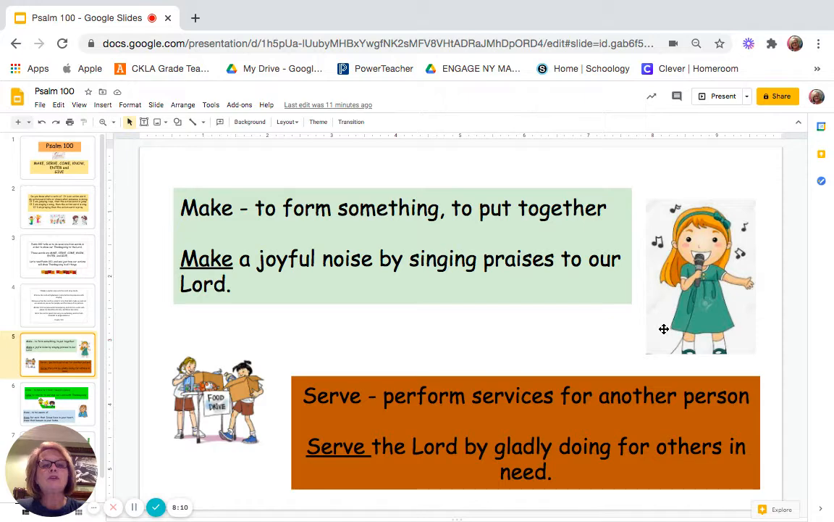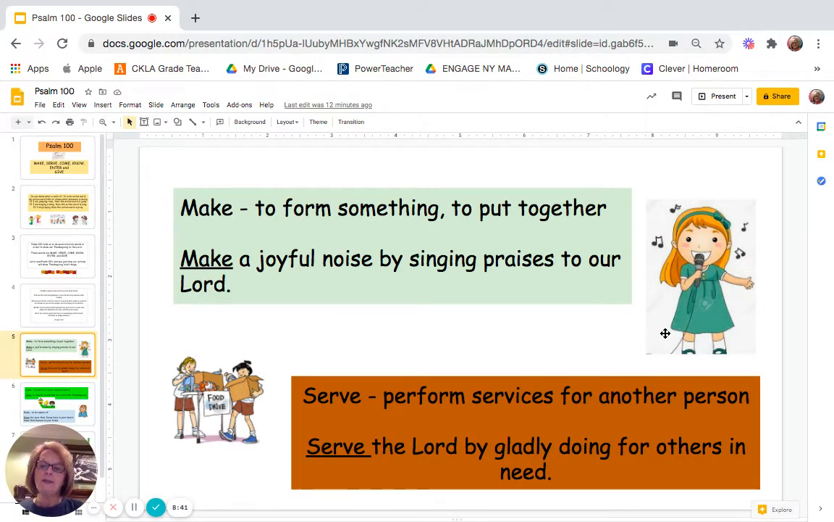And I think about you as littles and how you can sing those praises out to our Lord. And that is a great way to make that joyful noise, through your singing voice. I like singing, so I like making a joyful noise through my singing voice. And if you're doing that, then you're doing an action. You're doing a verb. So that is a great way to be thankful.